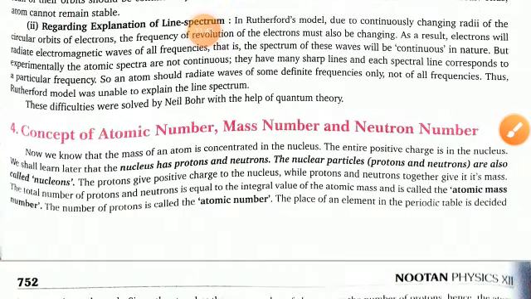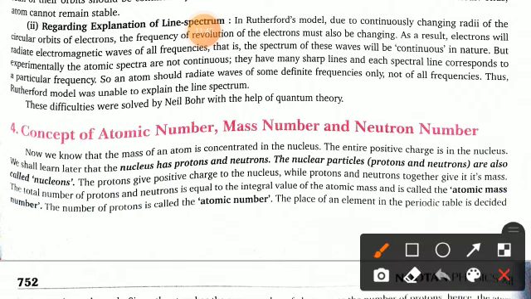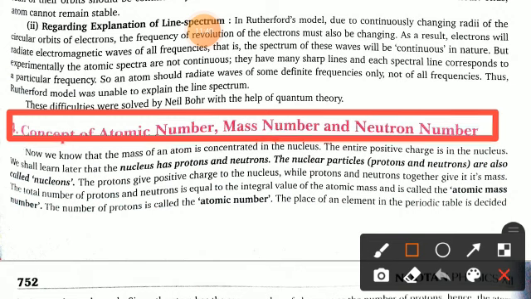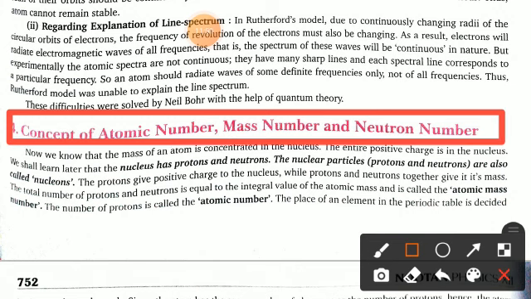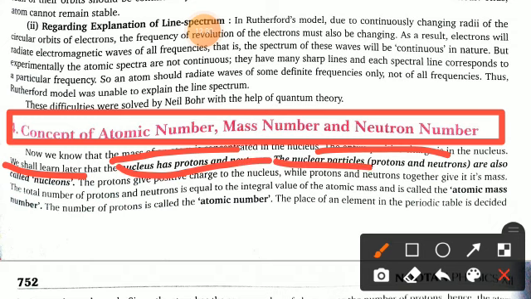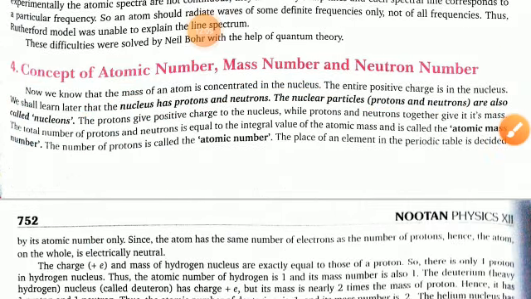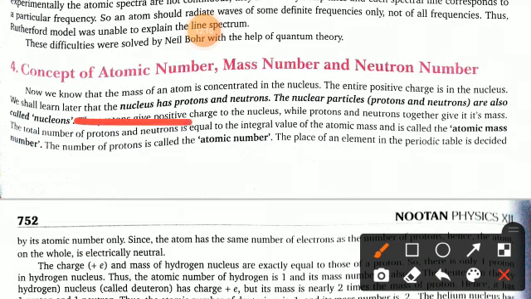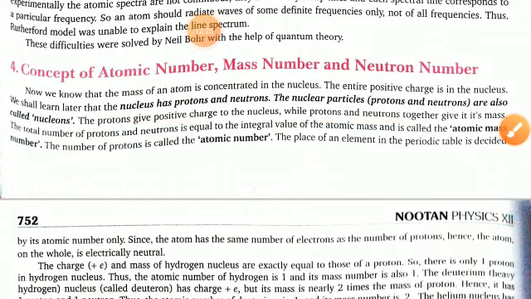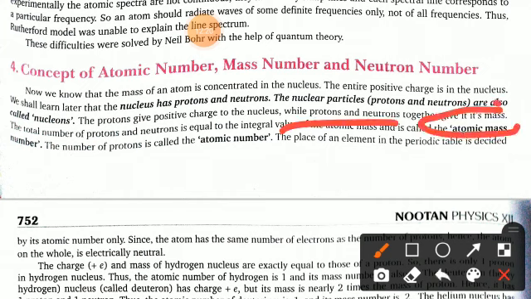Now come to the concept of atomic number, mass number, and neutron number, the fourth one. Here, this thing we are going to discuss. So now we know that the mass of an atom is concentrated in the nucleus, and the entire positive charge is in the nucleus. We shall learn that the nucleus has protons and neutrons. The nuclear particles, which are protons and neutrons, are also called nucleons. Clear? The protons give positive charge to the nucleus, while the protons and neutrons together give its mass. Fine. So the total number of protons and neutrons is equal to the integral value of atomic mass and is called the atomic mass number.